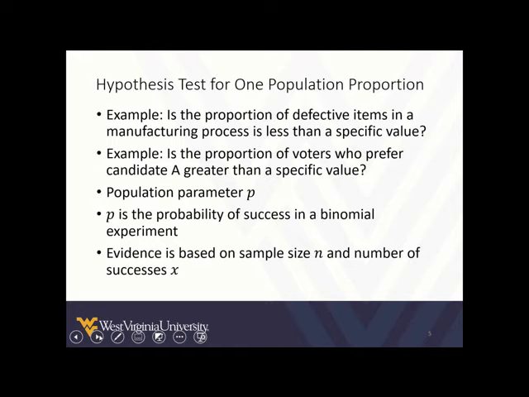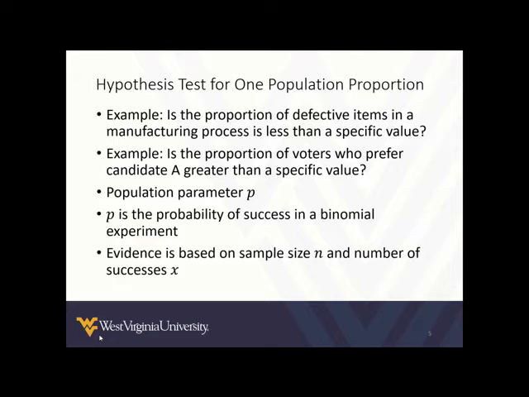So let's start by taking a look at hypothesis tests for the one population proportion. Some examples of this would be: is the proportion of defective items in a manufacturing process less than a specific value? Or is the proportion of voters who prefer candidate A greater than a specific value? As you can see, we will be using the population parameter P. This is important for us to recognize.